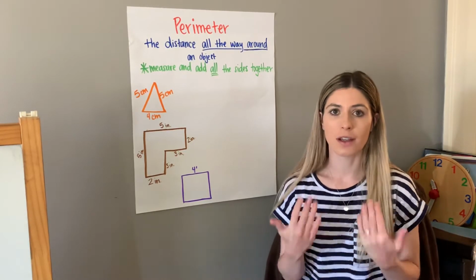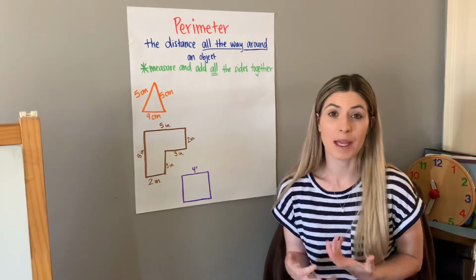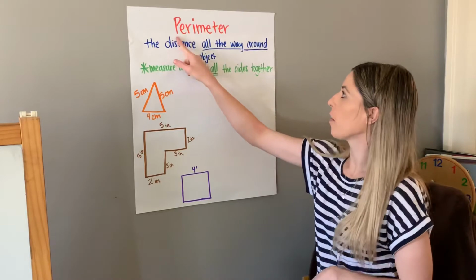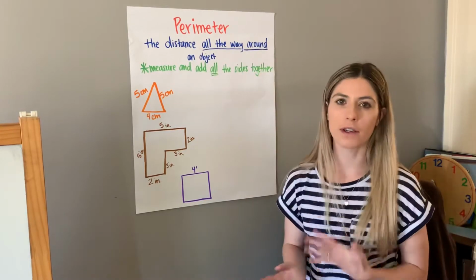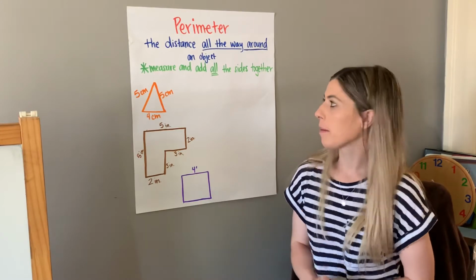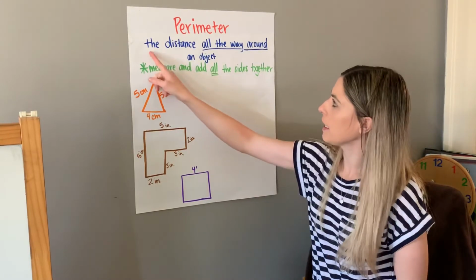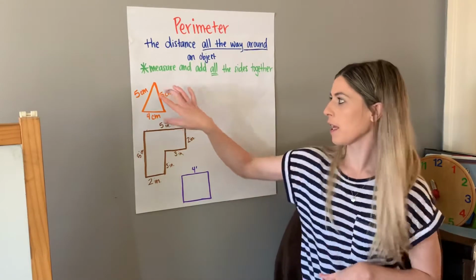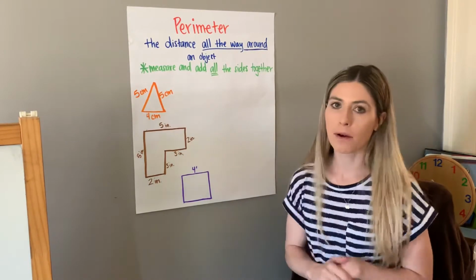Once you're done with that, you can come back to this video. We're going to talk about something brand new. So today we are learning all about perimeter. Perimeter, it's kind of a hard word to say. You might have heard it before, maybe not. But it is the distance all the way around an object. So not the inside, but all the way around something.